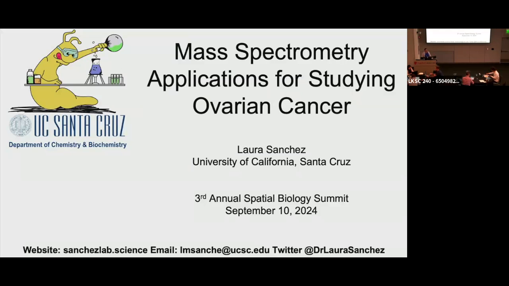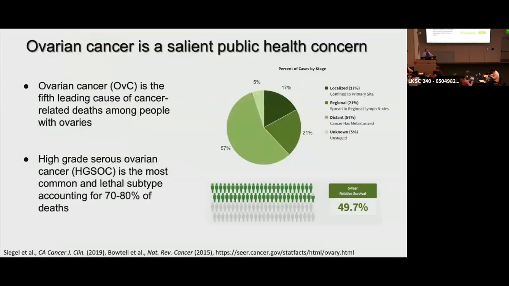So I'm excited to tell you about something very different. I've seen a lot of talks today about tissues, and I'm not going to talk about tissues at all. So let's just dive in. In my lab, we like to study ovarian cancer. I think we all can appreciate that this is a problem. This is slightly out of date. It's now the 6th leading cause of cancer-related death among people with ovaries. And we know that it's typically caught late.